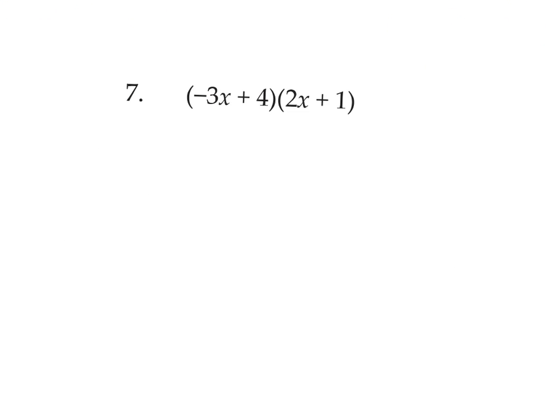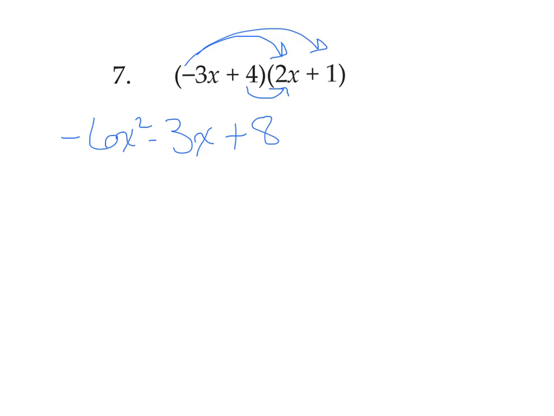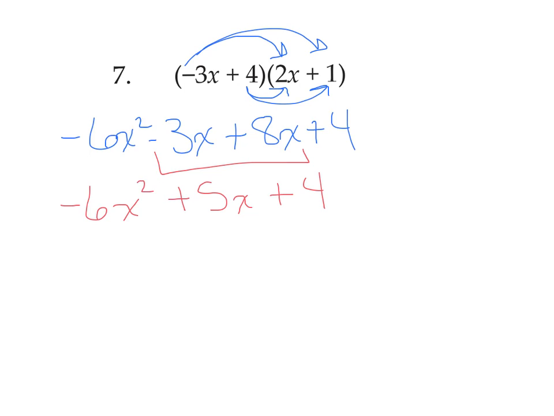On number 7, more double distribute. Negative 3x times 2x. Be careful of your sign because you have negative times positive makes negative. 3 times 2 is 6. X times x is x squared. So negative 6x squared. Negative 3x times 1 is negative 3x. Then you distribute this 4. 4 times 2x, positive 8x. 4 times 1, positive 4. Look for the like terms in the middle. Negative 3x plus 8x is positive 5x. We have a plus 4 on the end and a negative 6x squared at the beginning.